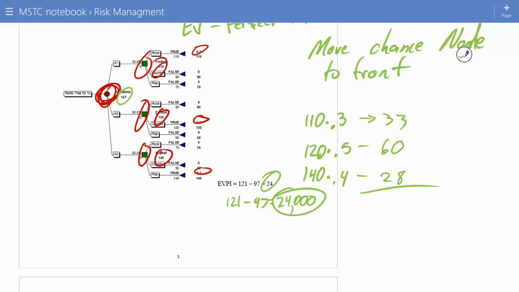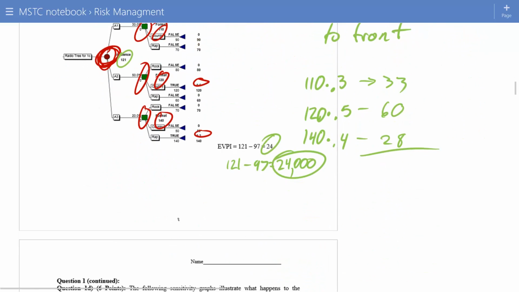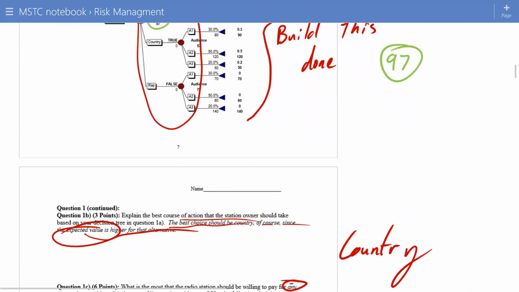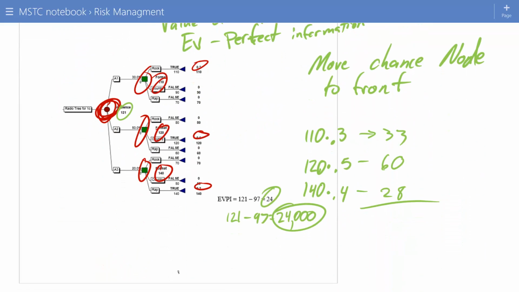So you build out your decision tree. Then you're going to switch it to get perfect information. You take the expected value from the first tree, subtract it from the second tree, and it'll tell you how much money you're going to make.